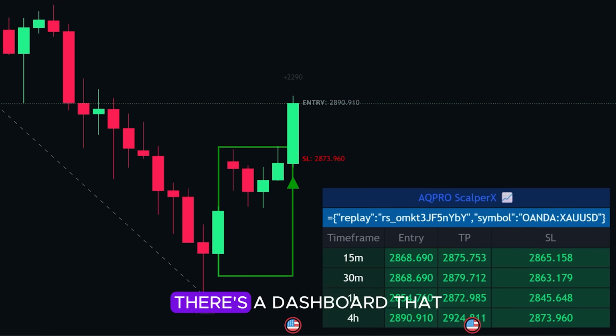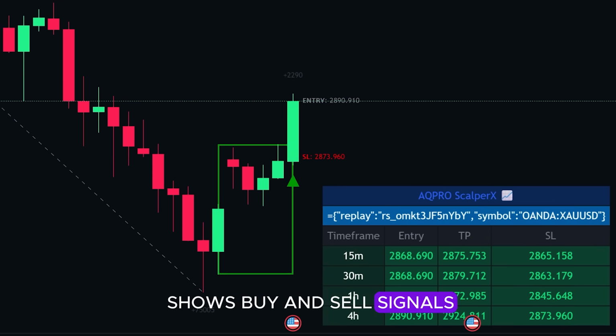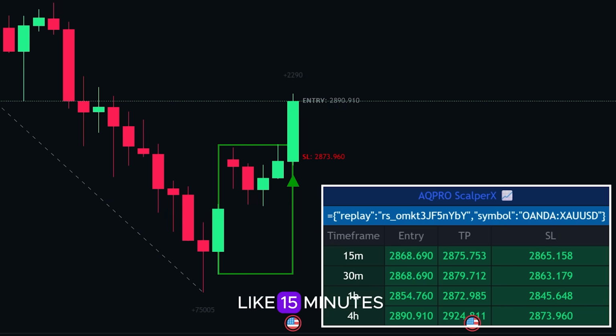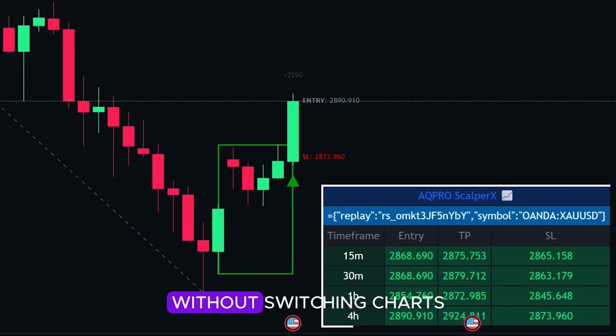On the side of the chart, there's a dashboard that shows buy and sell signals from other time frames like 15 minutes, 1 hour, or 4 hours. This helps you know the bigger trend without switching charts.